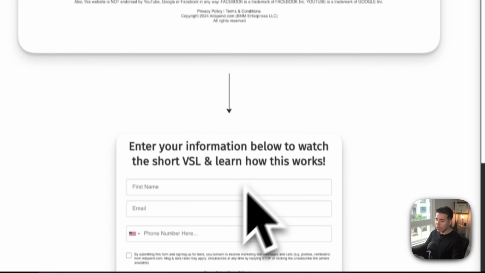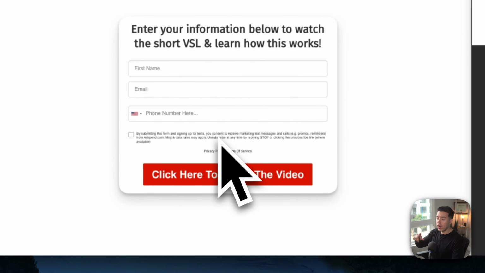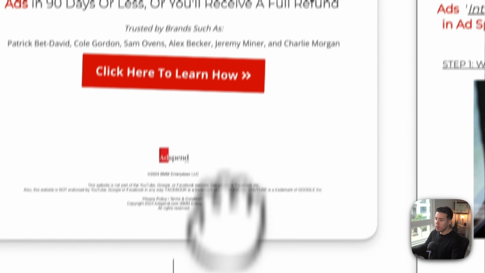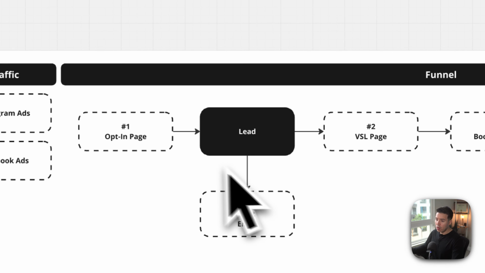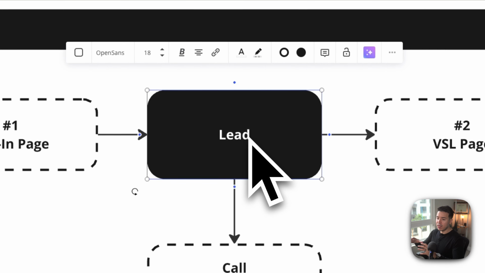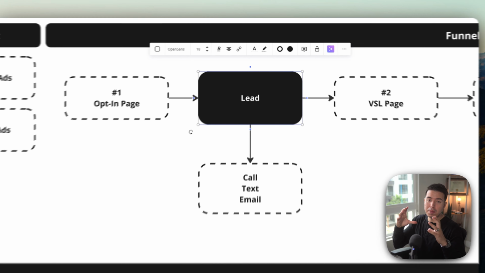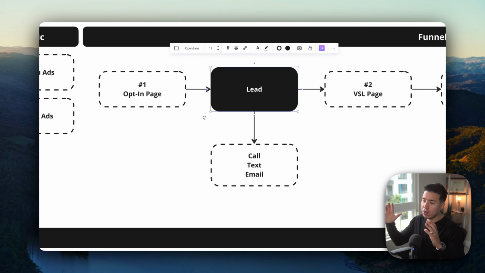And then once they opt in here, it's going to redirect them to the actual VSL video. So once they opt in, they're essentially a lead because we actually captured their information. So that should go to the CRM.